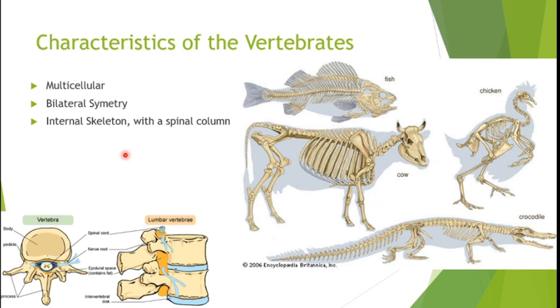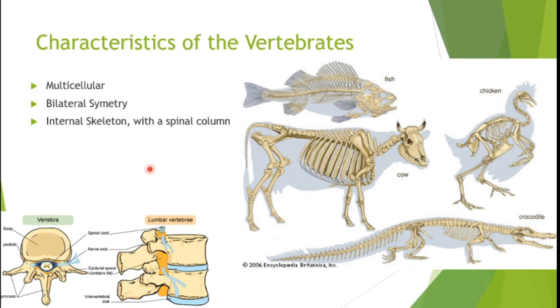Well, the first two very simple ones that we already know. Vertebrates are going to be multicellular. They're going to be made out of more than one cell, like every single animal of the animal kingdom. And they're going to have bilateral symmetry. Remember, bilateral symmetry is if I cut an animal in half, both halves are going to be the same.